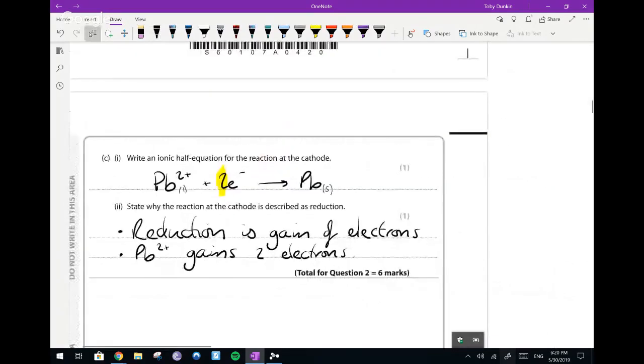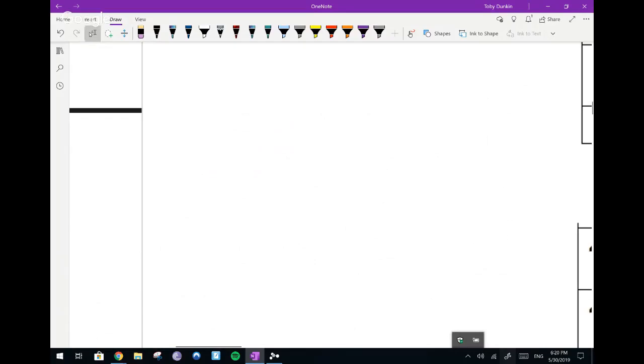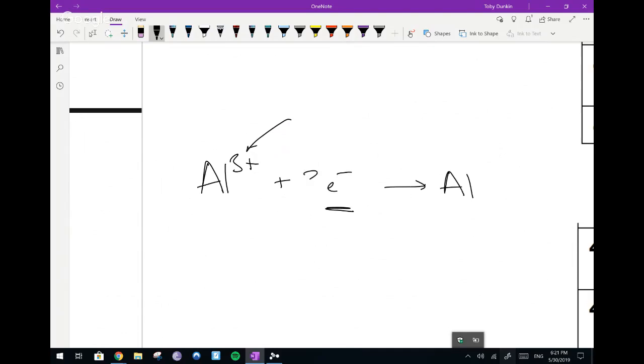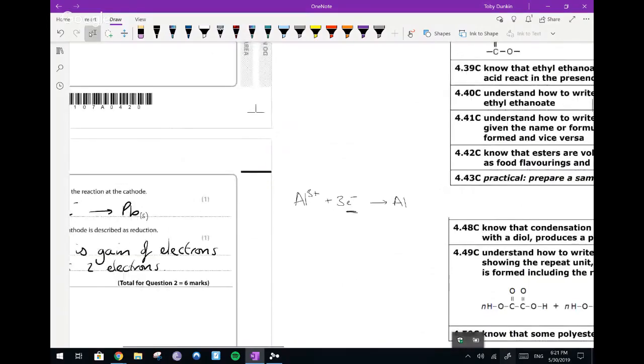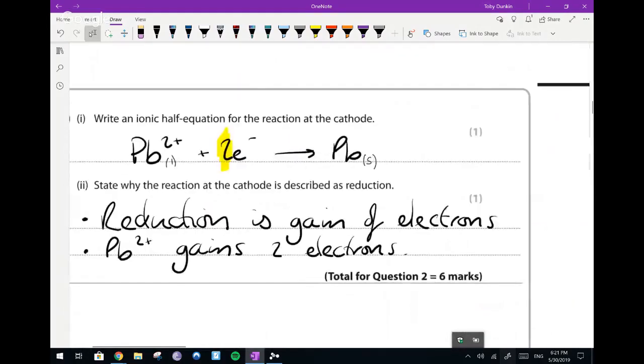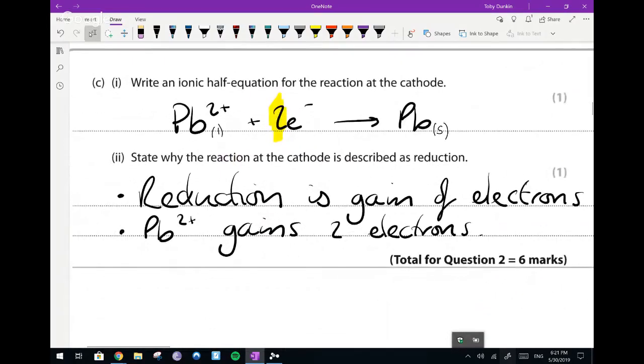Now, I just want to give you a second example of these equations. If we weren't doing lead 2+, let's say we were doing aluminium 3+. Now, aluminium 3+, once again, will gain electrons, and it will form aluminium metal. But the question is, of course, how many electrons am I going to gain? And of course, the answer comes from my charge. So I'm going to need 3 electrons to cancel out that +3 charge. And so just be aware that the charge on the cation is going to decide how many electrons you're going to add.